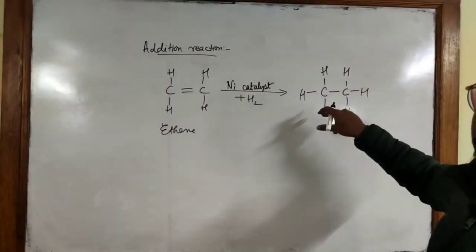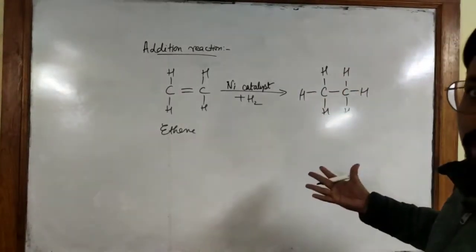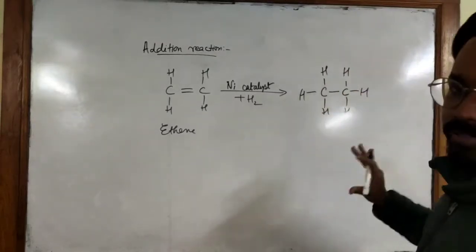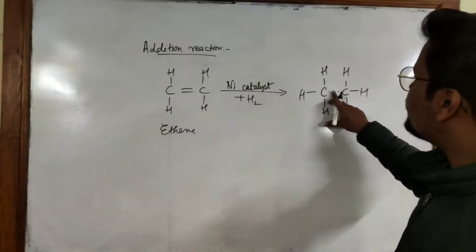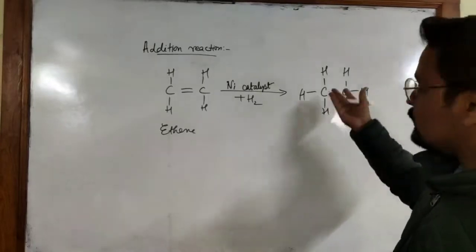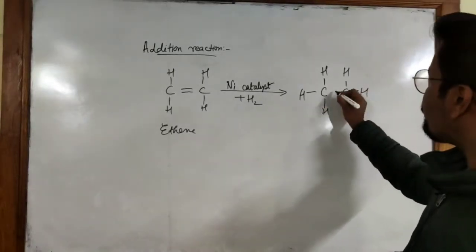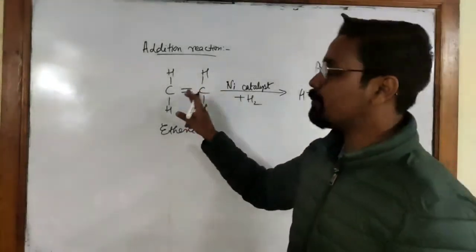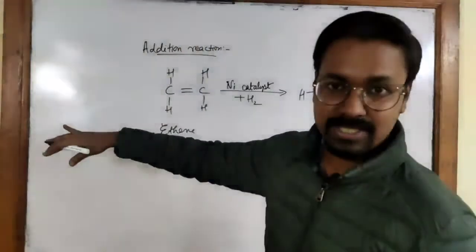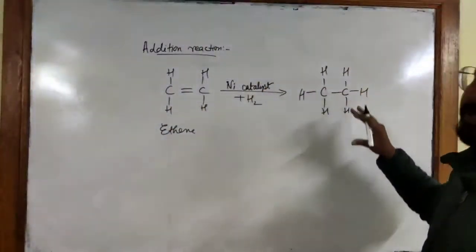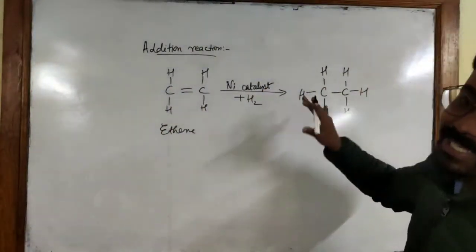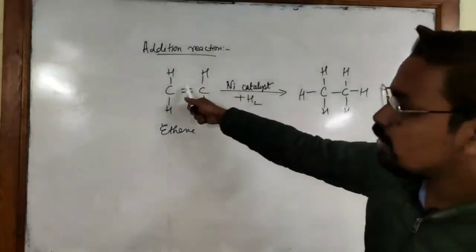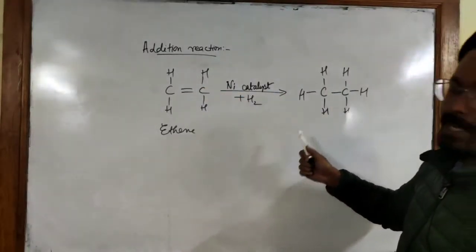If I want to add something to this, will I be able to add? No, I can't add, because all the arms are fulfilled, and if I want to add something, I have to break this bond, which does not make sense. It will break the compound itself. So you need to have a double bonded structure or a triple bonded structure in order to add something to those compounds without breaking the compound. We will break a bond but will not break the compound.